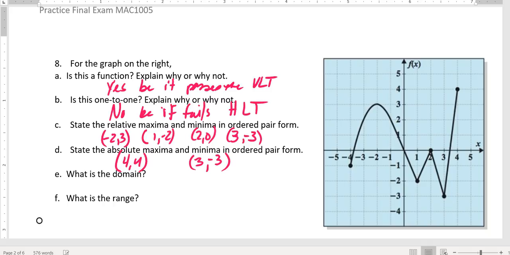What's our domain? Well, our domain is as far left to as far right as we can go. Okay, so what's the farthest left we can go? Well, it's -4. And what's the farthest right we can go? It's 4. So our domain is -4 to 4. And wait, oh, those are going to be brackets, aren't they? So if we have a closed circle here, we know those are going to be brackets. Okay. Our range is our lowest to our highest. Well, our lowest point is down here at -3, and our highest point is at 4. So our range is going to be from -3 to 4. We always put the low value first and the high value second.